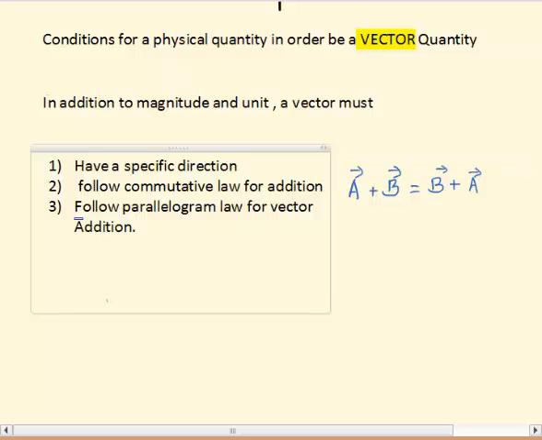So in order to be a vector, a quantity must have a magnitude and unit, and three more important conditions. It should have a specific direction. It should follow commutative law for vector addition. That means vector A plus B is equal to vector B plus A, and must follow parallelogram law for addition.